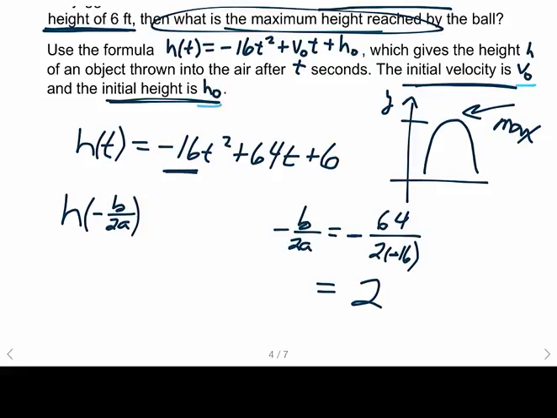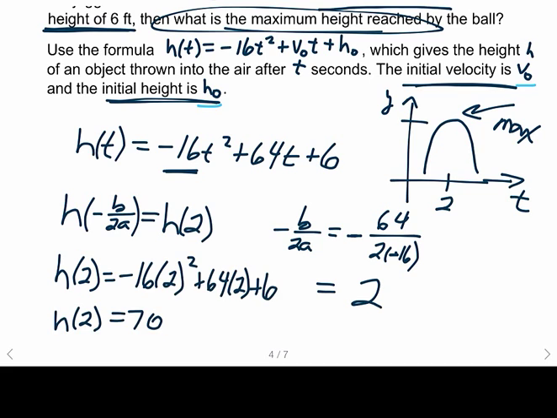For context, what this means is t is playing the role of x as the input variable. After 2 seconds, the ball is going to reach its maximum height. But we need the function value, the height at 2 seconds. So h of 2 is going to be 70.